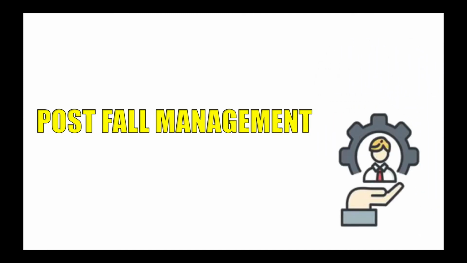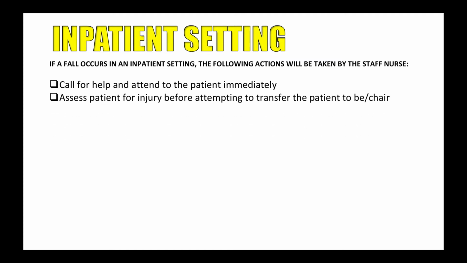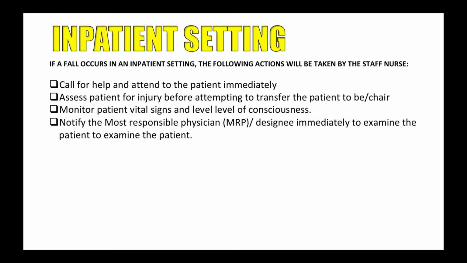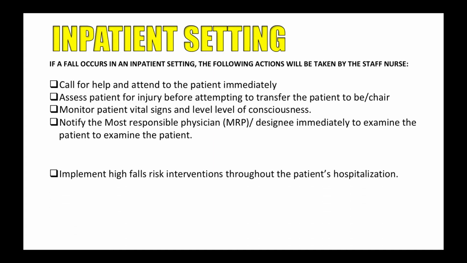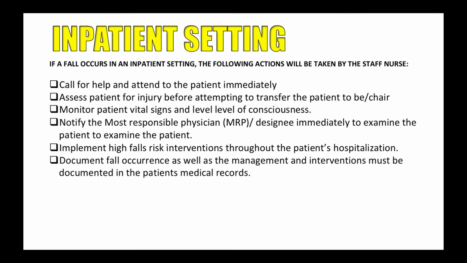If a fall occurs in an inpatient setting, the following actions will be taken by the staff nurse: call for help and attend the patient immediately, assess the patient for injury before attempting to transfer the patient to bed or chair, monitor the patient's vital signs and level of consciousness, notify the most responsible physician immediately to examine the patient, implement high fall risk interventions throughout the patient's hospitalization, and document the fall occurrence as well as the management and interventions in the patient's medical records.